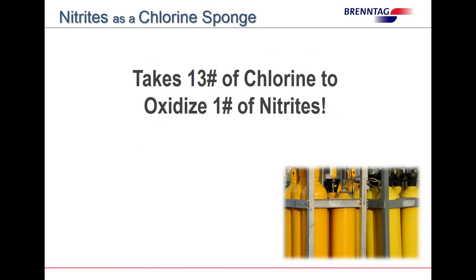Now, just as a side, I threw this in there. I've had a lot of questions about this. If you get caught in the nitrite stage and it doesn't do a complete conversion to nitrates, and you're adding chlorine to the water, it'll take 13 pounds of chlorine to oxidize 1 pound of nitrites. So if you're seeing any nitrites at all, then there's a problem in an activated sludge type of wastewater treatment plant.